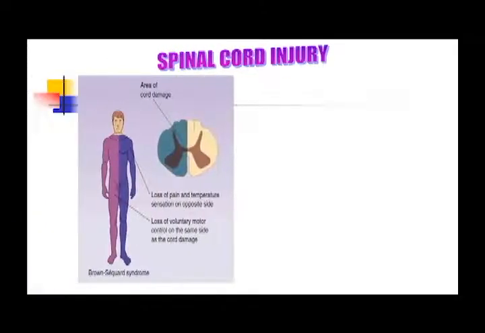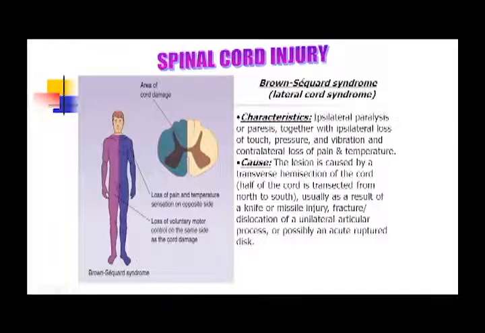We also have here another example would be your Brown Sequard syndrome. In Brown Sequard syndrome or your lateral cord syndrome, the lateral aspect, either right or left side of the spinal cord is affected. So in this case, you would expect that same side of the body is affected. So for example, we have here the right side only or the left side only.